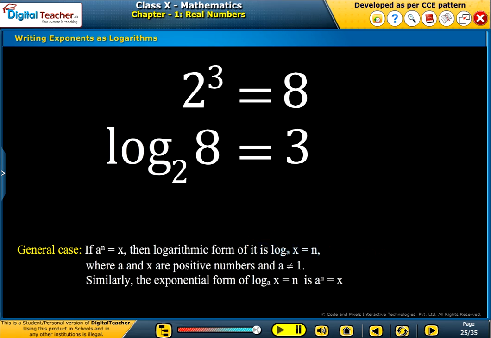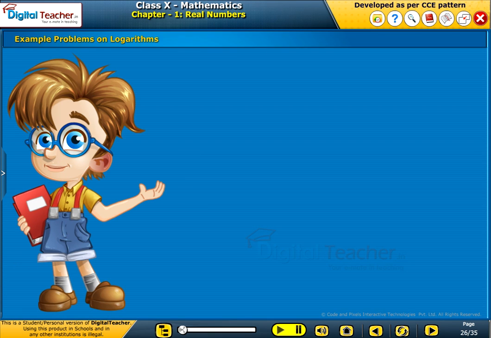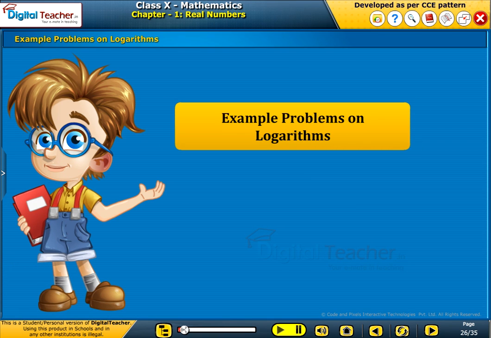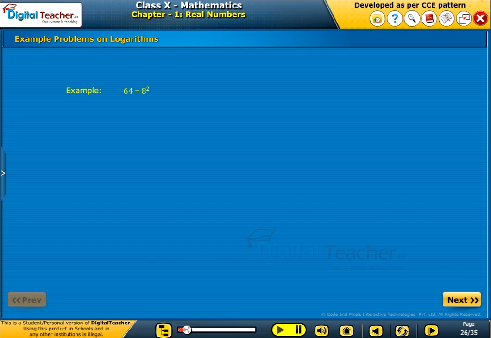Now, let us solve a sample problem on logarithms. Let us solve some example problems on logarithms. Write the logarithm form of 64 is equal to 8 square. Solution. Recall that if a to the power n is equal to x, then its logarithmic form is log x to the base a equal to n. On comparing the given expression with the general form, we obtain the values of a, x and n as shown on the screen. So, its logarithmic form is log 64 to the base 8 equal to 2.